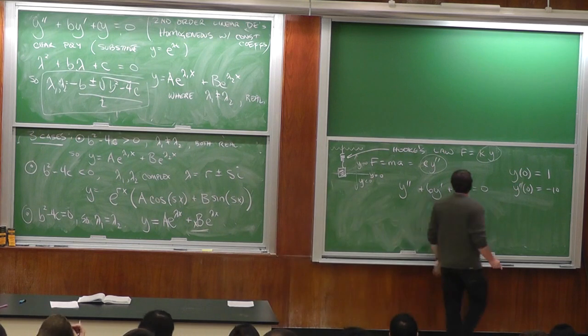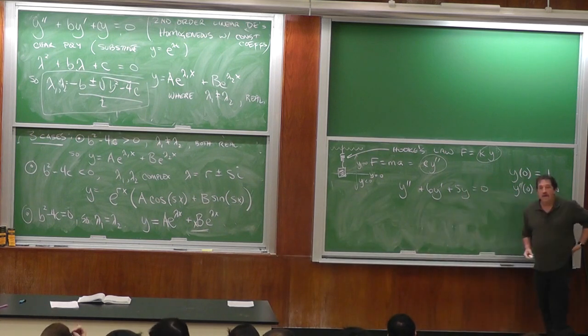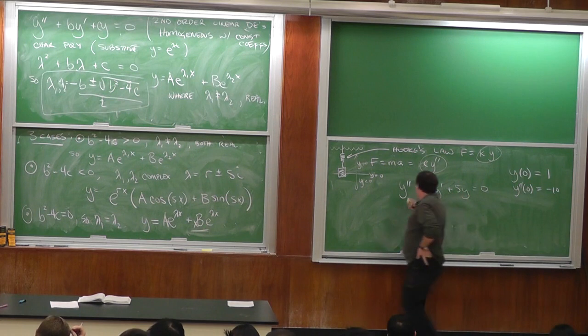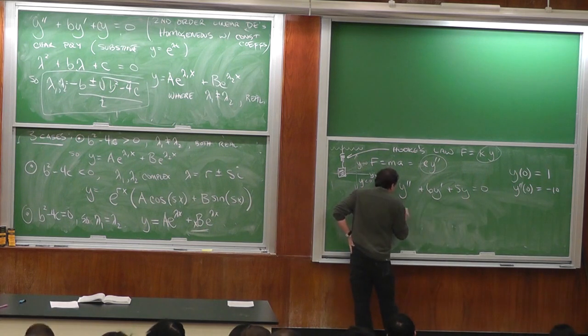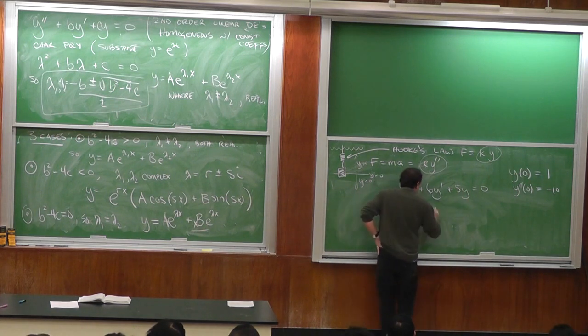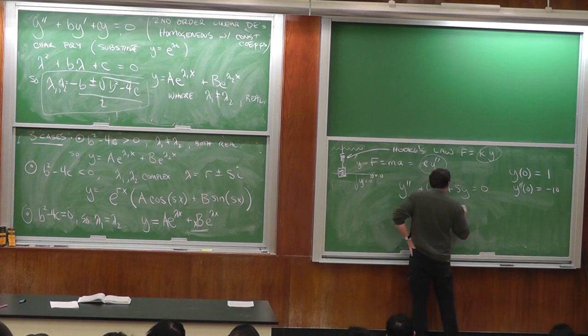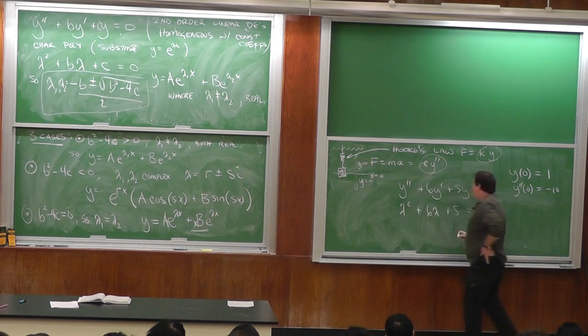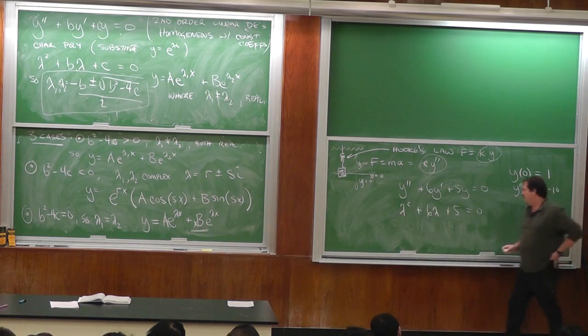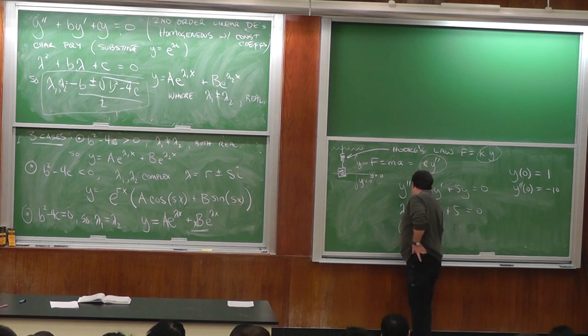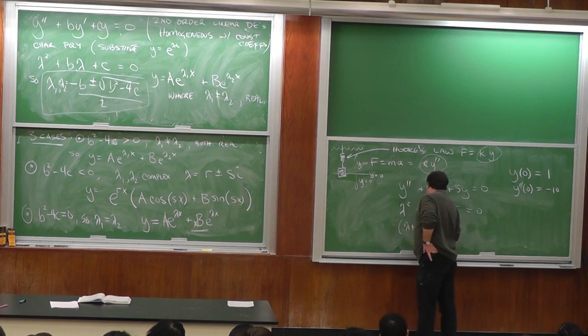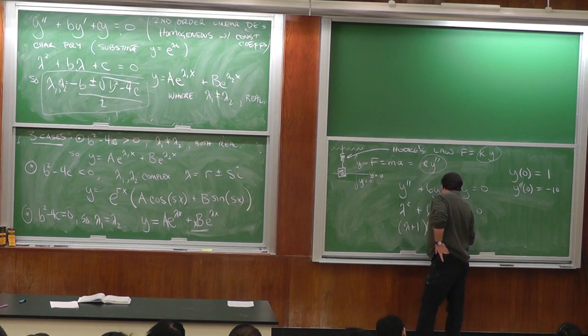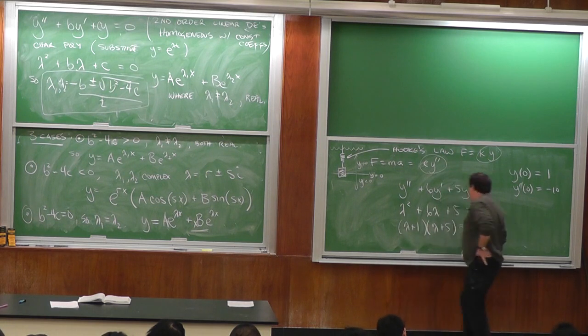So we can solve this. This one's easy to solve. If we write the characteristic polynomial for this, we get lambda squared plus 6 lambda plus 5 equals 0, and that factors very nicely into lambda plus 1, lambda plus 5 equals 0.